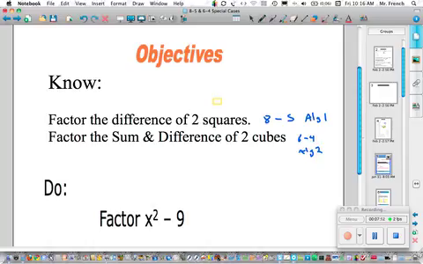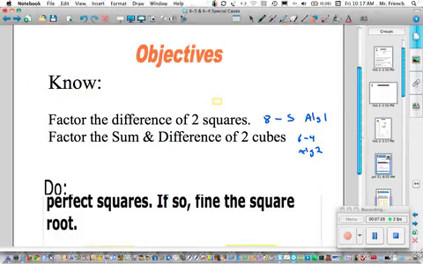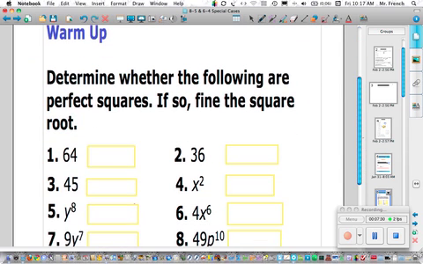All right, so guest teacher, go ahead and pause it for a second while they write down the know and do. Okay, now that you have the know and do down, let's go ahead and quickly go to the lesson here. Let's quickly take a look at this activity.